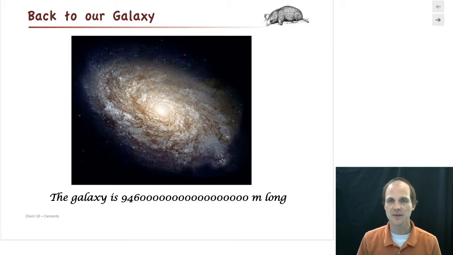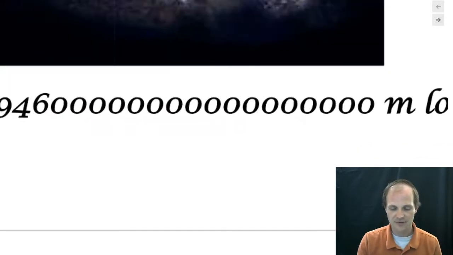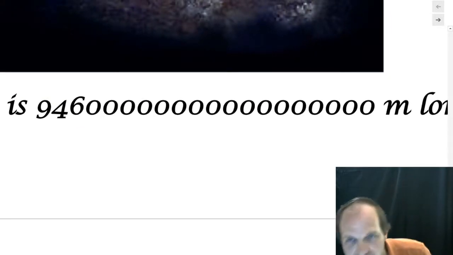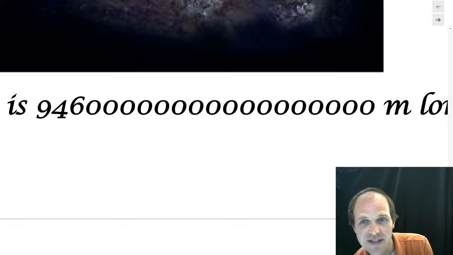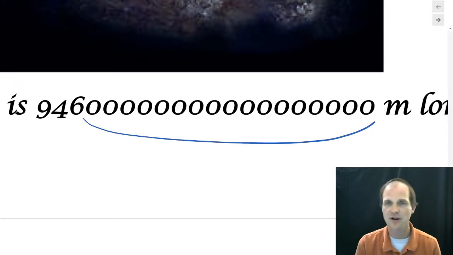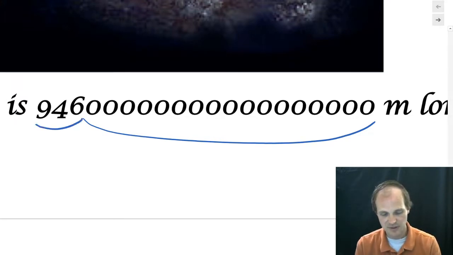What we're going to talk about next is, what about all the rest of those numbers in there? When I converted this guy to scientific notation, going back to our galaxy, I only kept the 9, the 4, and the 6. I didn't keep any of these other zeros as part of my coefficient. And why not? What's special about those zeros that I did not include them? And what's special about the 9, the 4, and the 6 that I did include them?